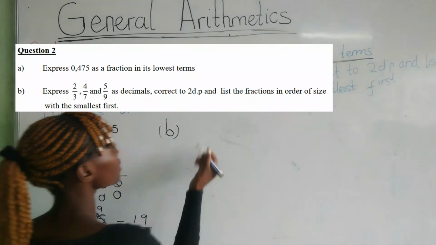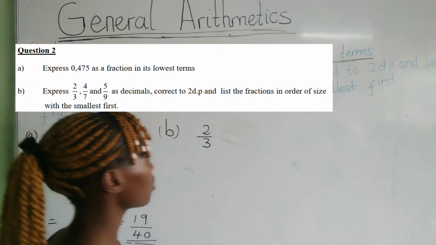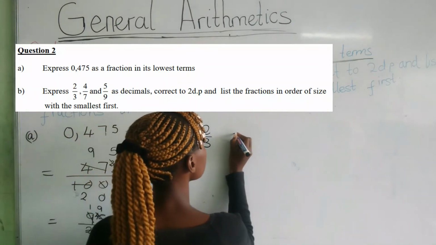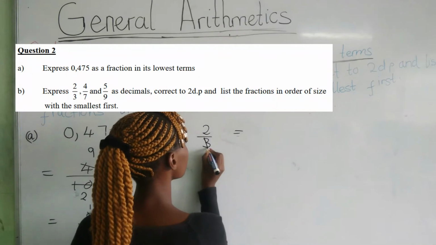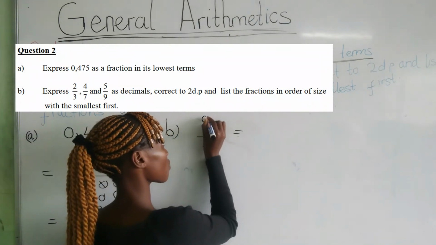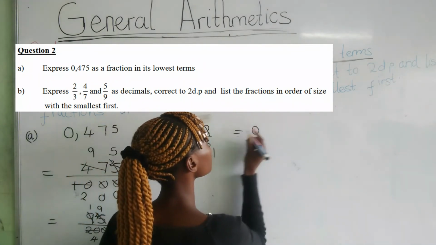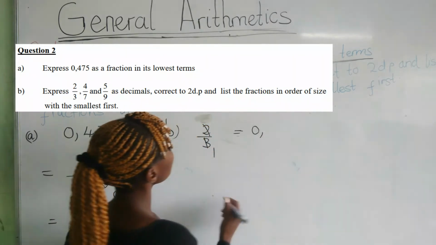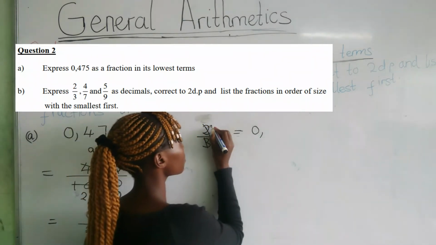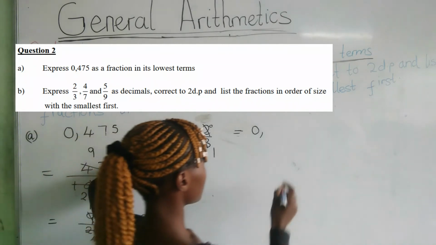Okay, so we have 2/3. As a decimal, it is equal to 3 into 2 is 0, decimal point. Let's put our 0 here, decimal point. We add another 0 here. We now say 3 into 20, it's 6.